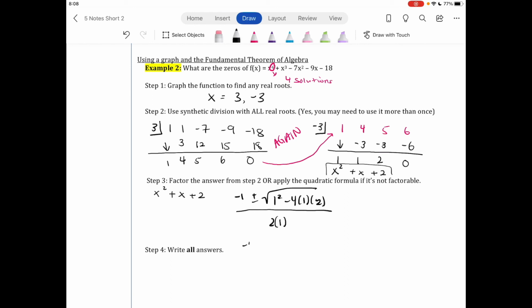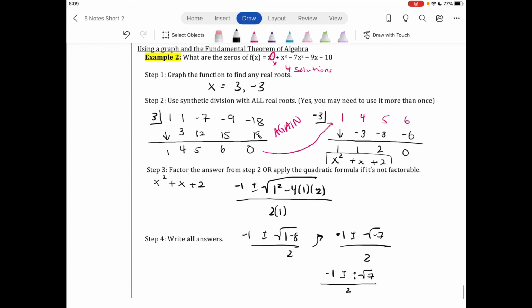So that will give us negative 1 plus or minus the square root of 1 minus 8 over 2, which becomes negative 1 plus or minus the square root of negative 7 over 2. Take out that negative in the form of an i, so we have i square root of 7. So we still have negative 1 plus or minus i square root of 7 all over 2. So here are 2 of our answers. x is equal to this plus or minus imaginary value.